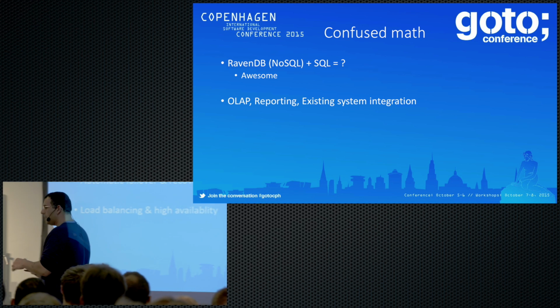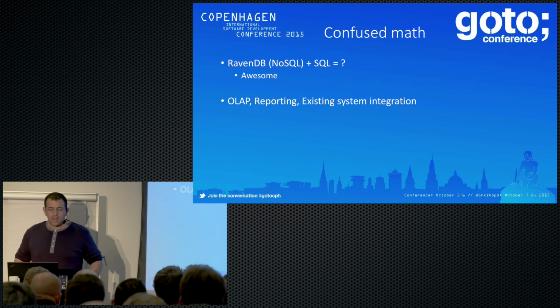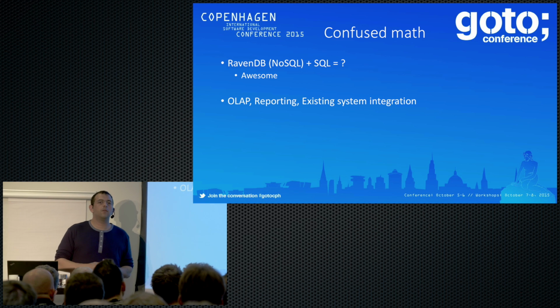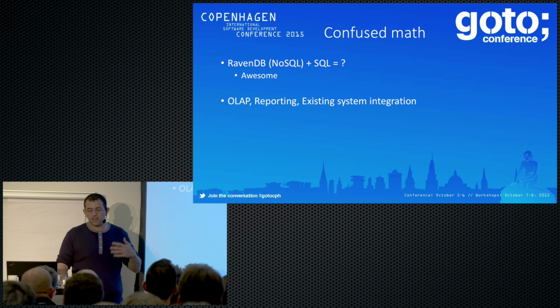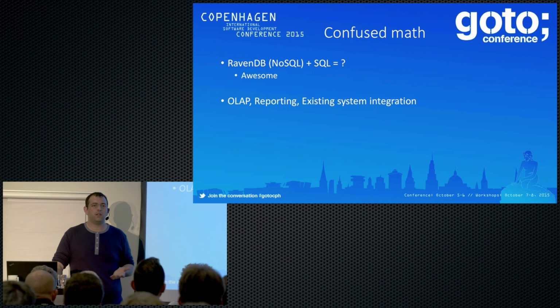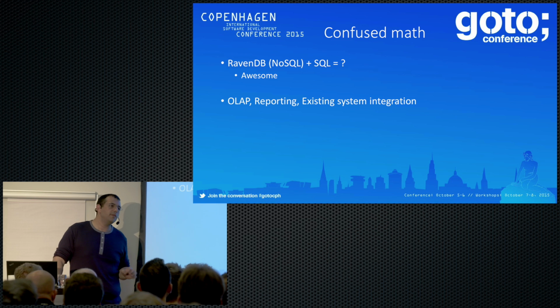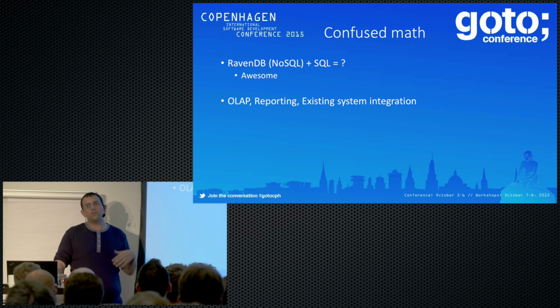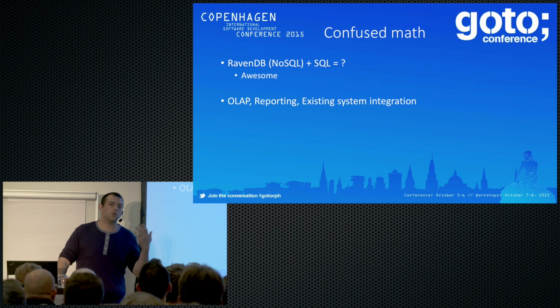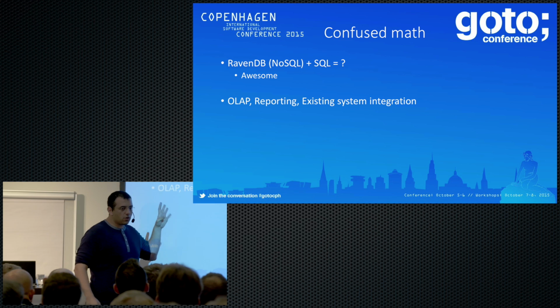But another way of doing that is to say, okay, let's do something else. Let's move the data for certain needs outside of RavenDB entirely. Typically, that happens when you have things like OLAP cubes, existing reports, or a system that already exists.